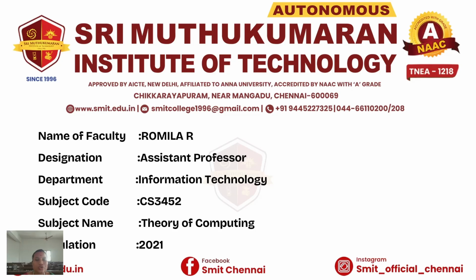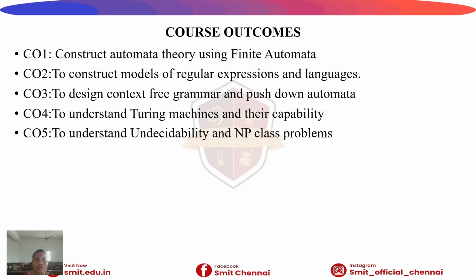The regulation is 2021. The course outcomes of Theory of Computation: CO1, construct automata theory using finite automata; CO2, construct models of regular expressions and languages; CO3, design context-free grammar and push-down automata; CO4, understand Turing machines and their capability; CO5, understand undecidability and NP class problems.